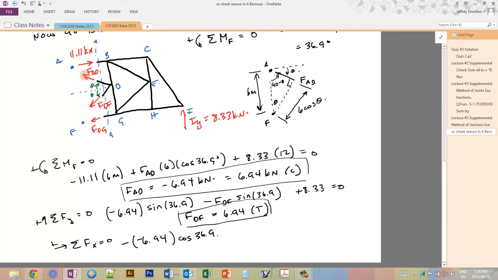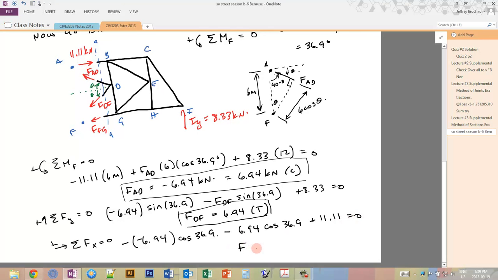Alternatively, as I said, you could turn this around and point it in the direction that it actually goes, which is in compression. And then you would know for sure that the arrow is pointing to the right, which means that it would be positive. So we either get a negative times a negative equals a positive, or we switch the direction of the arrow and we get a positive just from the geometry. And then we have negative 6.94, which is from FDF, and we know that that points in this direction, so it's negative, which is to the left, times cos of 36.9, and then all of that plus 11.11, which is FAB, equals 0.